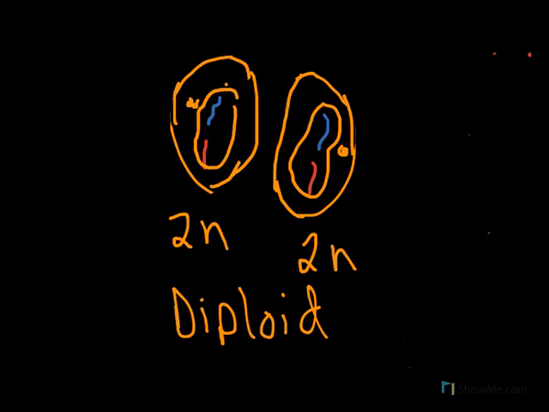Okay, well, I hope this makes understanding about the chromosomes and mitosis a little bit more understandable. And don't forget, those somatic cells are diploid.